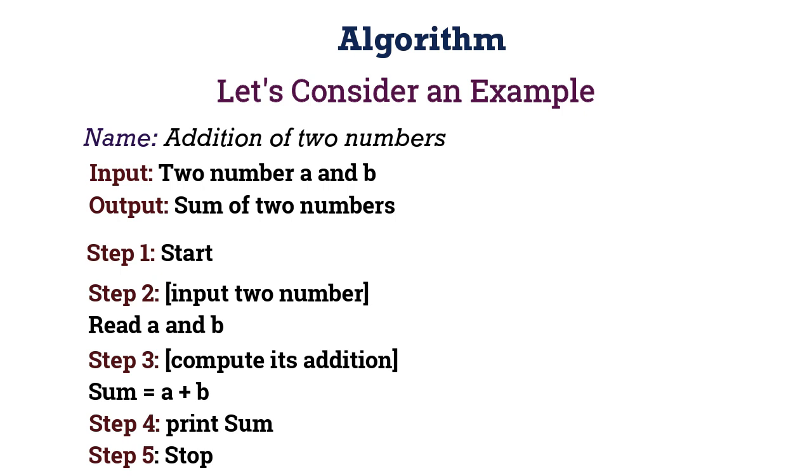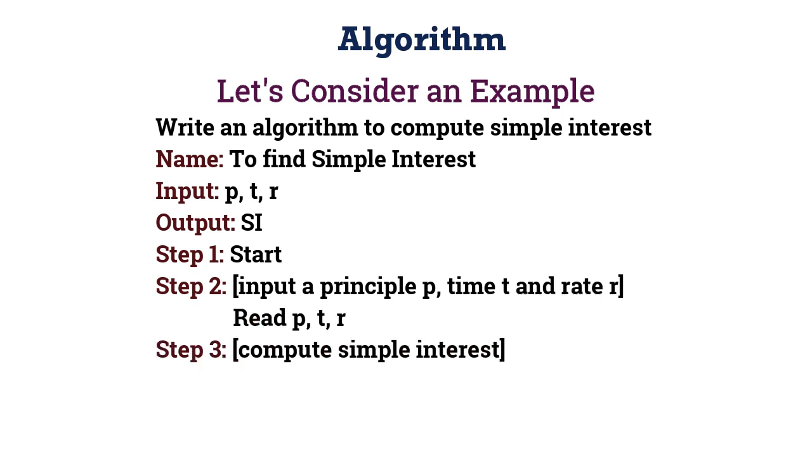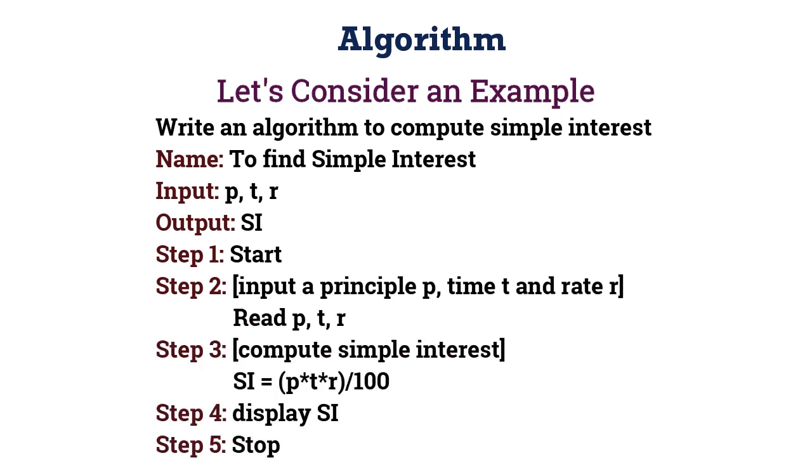Now we'll see another example to compute simple interest. So here the algorithm name is to find the simple interest. Inputs are P, T, R and output is SI, that is simple interest. So step 1 is the start. Step 2 is input principal P, time T and rate R. Then read P, T, R values. Step 3, compute simple interest by the formula SI is equal to P times T times R divided by 100. Step 4 is display SI. Step 5 is stop. So now we'll see the flowcharts.